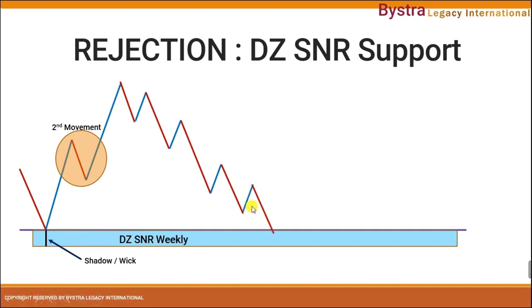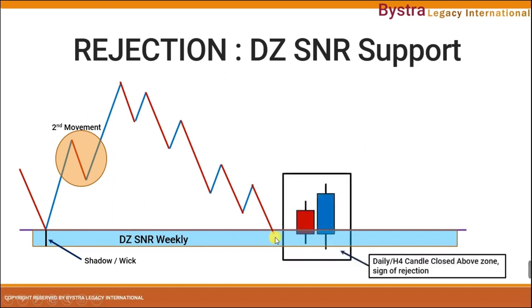Okay. So when price comes into this zone, the first thing that we need to look for is when the price at the H4 or the daily time frame closes above the zone with a sign of rejection. For example, in this case the rejection is a bullish engulfing. There could be the 3 white soldiers and so on.